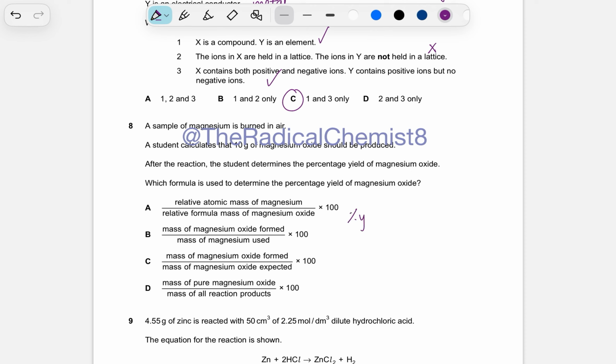So you need to remember this formula. Percentage yield is the actual mass obtained divided by the theoretical mass that you calculate, so theoretical calculated mass, times 100. So using this, your answer is C.